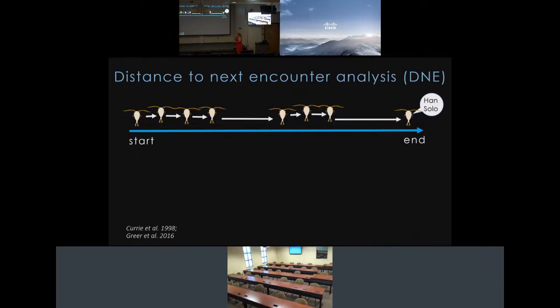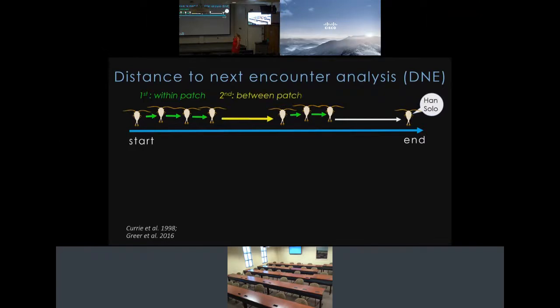All right, so the part that I did was identifying the plankton patches. This was a bit of a journey for me. The analysis that I landed on was something that's already been published. It's called Distance to Next Encounter, by Curry et al. in 1998. It was also used by Adam Greer in 2016 for some data that he worked up for his dissertation. The way it works is, imagine a camera going along taking pictures of all your animals. You're going to have some animals, then no animals, and some more animals.